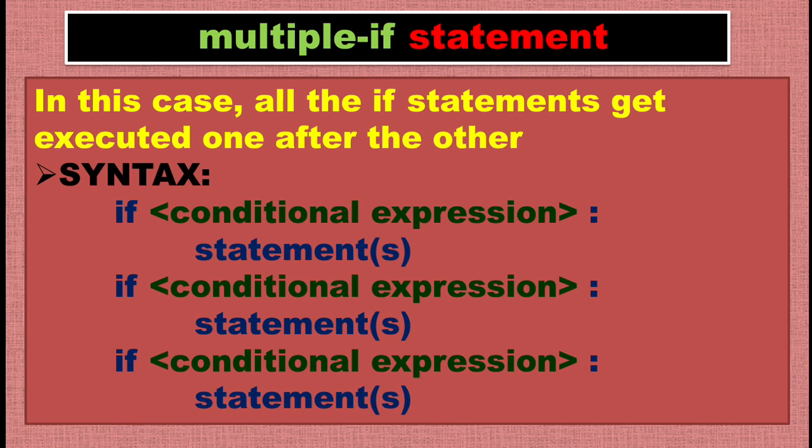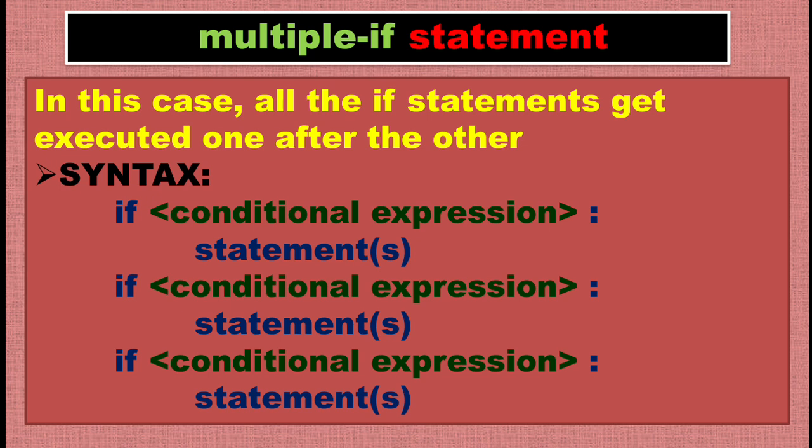Multiple if statement is nothing but using if statement multiple times in a single program. If you are using if statement multiple times in a single program, then how do things happen? All the if statements get executed one after the other. So if there are three if statements, then all three will get executed, means their conditions will be checked, and if the condition is true, then its respective body will be executed, and if it is not true, then the body will not be executed.